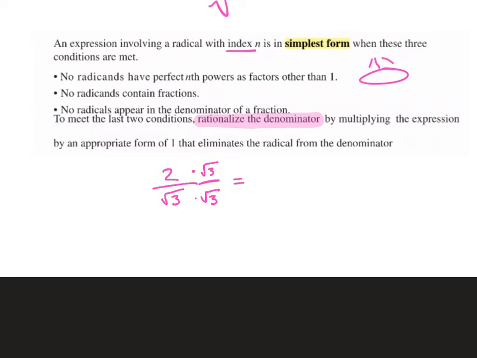So 2 times square root 3 would be 2 square root 3. And what is square root 3 times square root 3? 3. Perfect. So we got rid of that radical in the denominator, so we're good. So we can always multiply by the same thing to get rid of the radical.